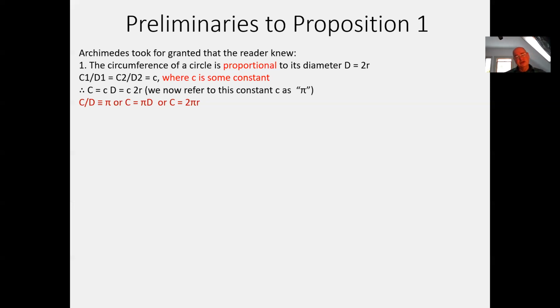We can write the diameter as 2 times the radius. The constant of proportionality we now call pi. And so we get the formula for the circumference of a circle, 2 pi r, a very familiar formula. He assumes that the reader knows this. Okay? He assumes that the reader knows it from Euclid. Because the symbol pi is not used. The symbol pi is not used for 2,000 years. But everyone knew that there was this proportionality constant, and they knew it was about 3. The Babylonians and the Egyptians knew it was about 3.